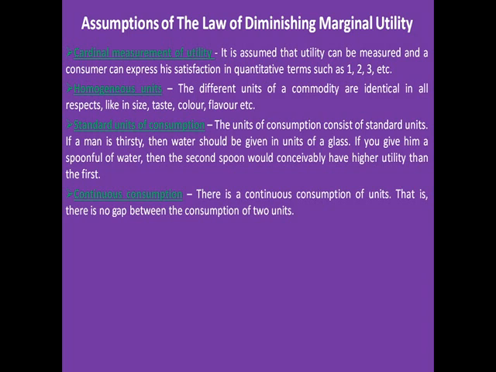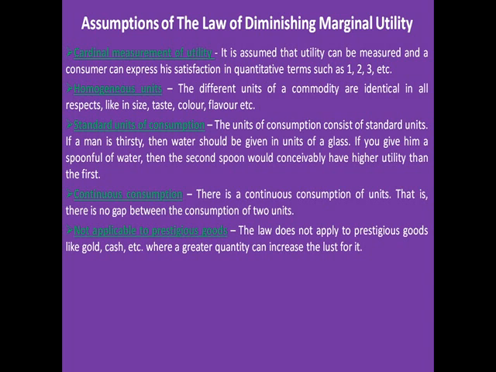So your consumption process should be continuous. Instantly you should have every unit of your consumption. There should not be any time gap in your consumption process. That is your continuous consumption assumption. Then this law is not applicable to prestigious goods like gold, cash, etc., where a greater quantity may increase your satisfaction or utility more. So for such prestigious goods, this law will not be operative.